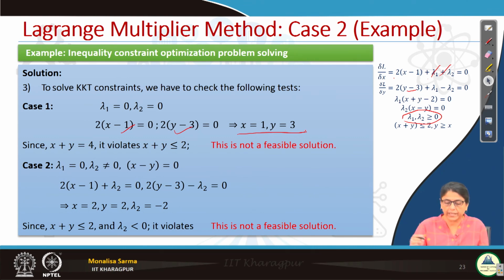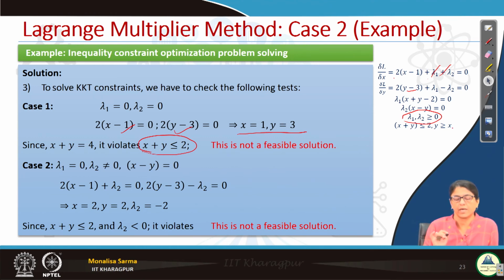However, when I get x equals to 1, y equals to 3, what is my constraint? One of the constraints is x plus y less than equals to 2. Another constraint is y greater equals to x. The first constraint, x plus y less than equals to 2, is not satisfied with x equals to 1, y equals to 3. So, this is not a feasible solution. If I took lambda 1 equals to 0 and lambda 2 equals to 0, that is not a feasible solution. Now, let me take another combination: lambda 1 equals to 0, lambda 2 not equal to 0.